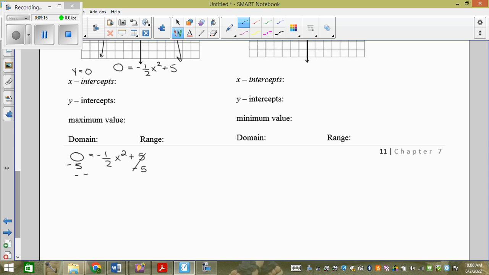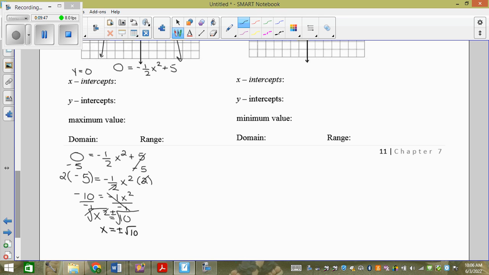And I get negative 5 equals negative 1/2 x squared. Then I can multiply by 2. I get negative 10 equals negative 1x squared. Divide by negative 1. And x squared equals 10. And then when I take the square root of 10, what do I get? What should I always get in front of the square root sign? Plus or minus. So I'm not going to turn that to a decimal. I'm just going to say x equals plus or minus root 10.